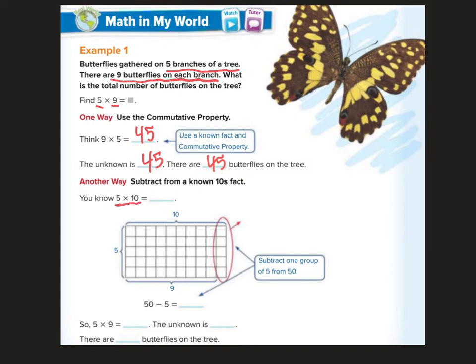We know quick, 5 times 10 is 50, right? So what if I took away a 5? Instead of having 10 groups of 5, what if I had 9 groups of 5? Well, I take 5 away from 50, and that's 45, which is also our answer. So that's kind of a fun way to do it. 50 minus 5 is 45. So that means 5 times 9 is 45. There are 45 butterflies on the tree.